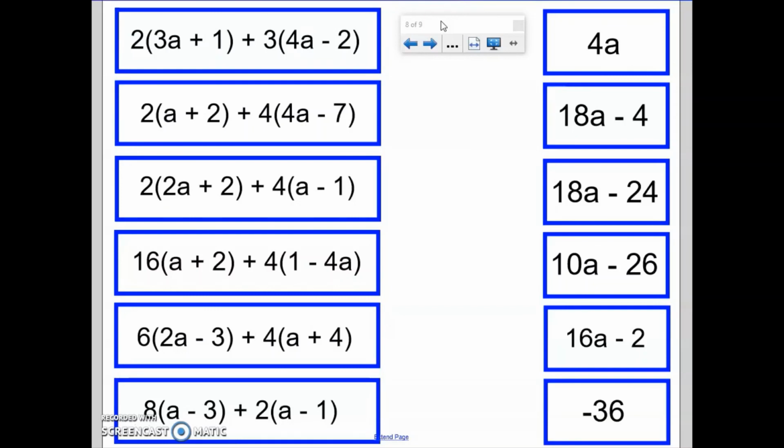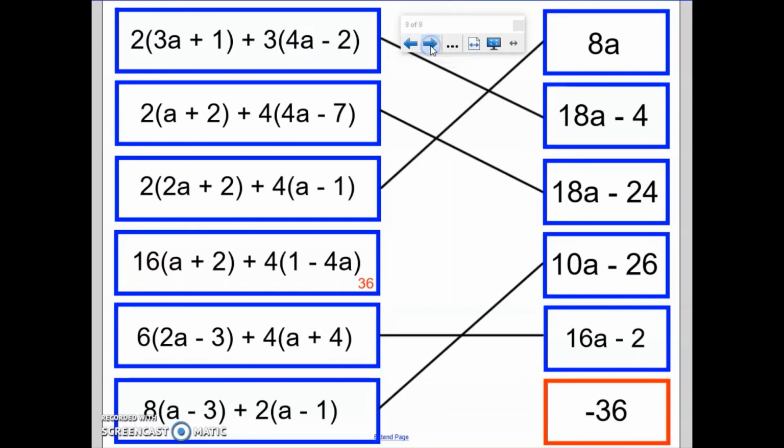And welcome back to the video. I'll just go ahead and show you my matchings. Looks something like that. Very well done if you were able to get those 5 correct. And you can see here the one that does not match up. Again, it's an issue with negative signs and positive signs.